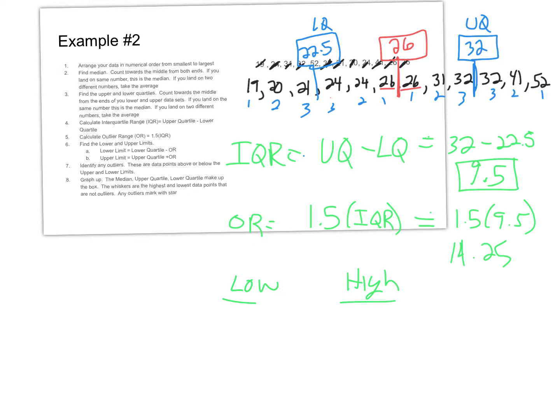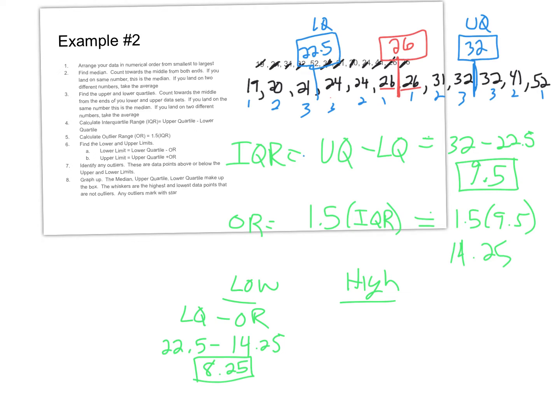So the low limit says we're going to take the lower quartile minus the outlier range. So the lower quartile, 22.5, minus 14.25. So 22.5 minus 14.25. Oh, should be 8.25.